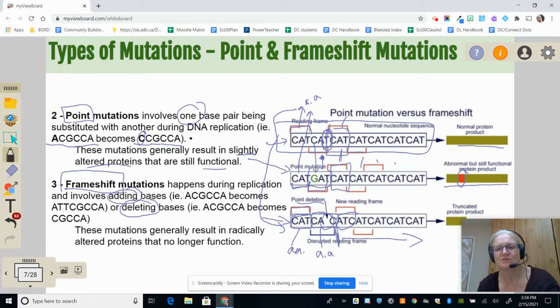So this disrupts the whole reading frame when a point deletion occurs. Or the same thing happens if you put in an extra base. It shifts the way that the code is read from that point forward. So that's why it's called a frame shift mutation. These types of mutations usually result in radically altered proteins that are no longer functional. So these shifts cause big problems.